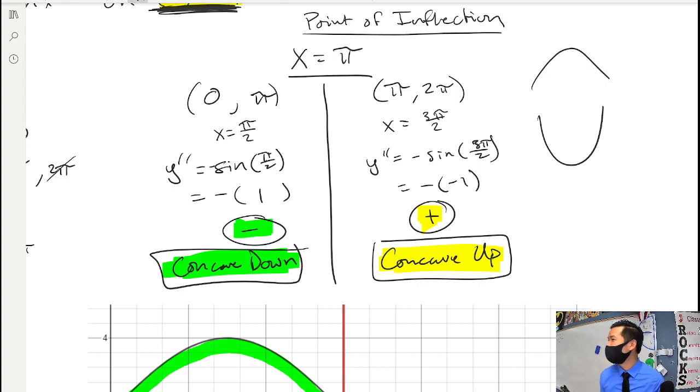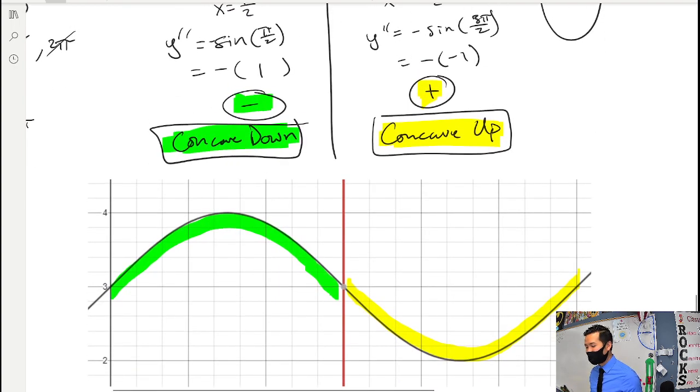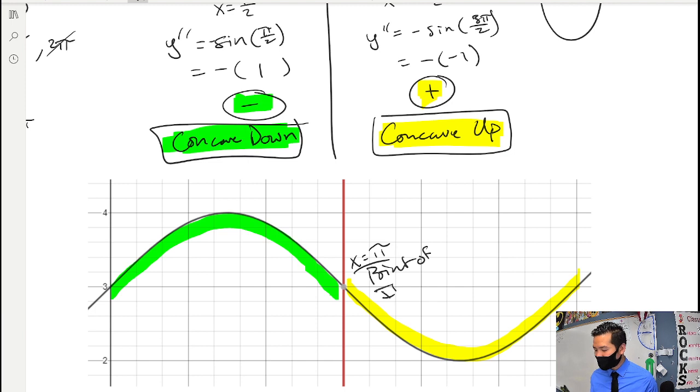Point of inflection. A point of inflection is the second derivative version of a critical point. It's where the sign changes from positive to negative or negative to positive. The only difference is there's no max or min. You can kind of see that right here, right? So again, this point right here where x is equal to pi, we call that the point of inflection.